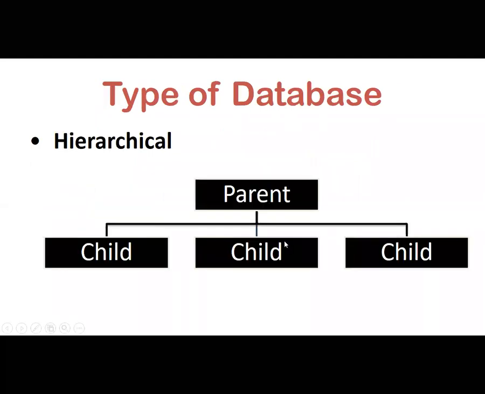Okay, let's see what the types are. In your book, they have not mentioned these types. So if you think this is important, you can take it down in your book or on a paper. We can see there are different types. There are 4 types of databases. The first one we call the hierarchical. This is what the hierarchical structure looks like. Under the parent, we have child 1, child 2, child 3 like that. So it's the hierarchical structure.